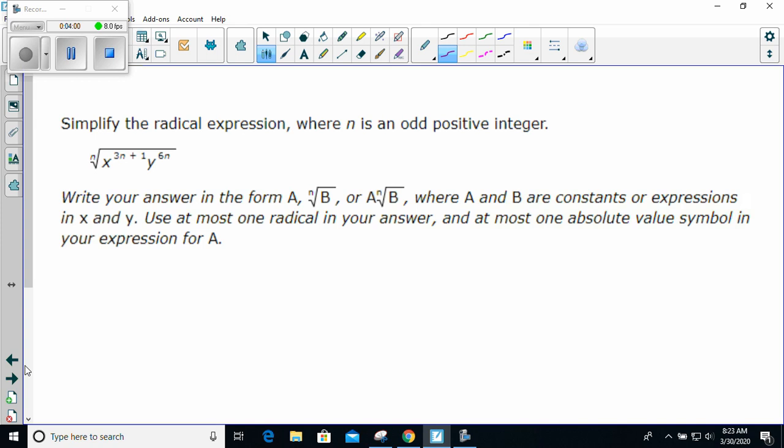So in this particular problem, we're told that n is an odd positive integer. Now, since n is an odd positive integer, no absolute value is needed.